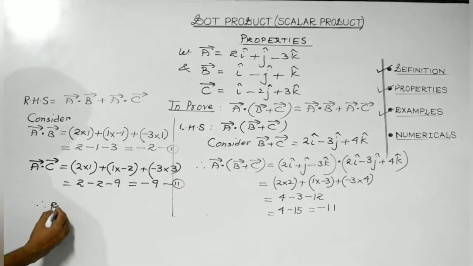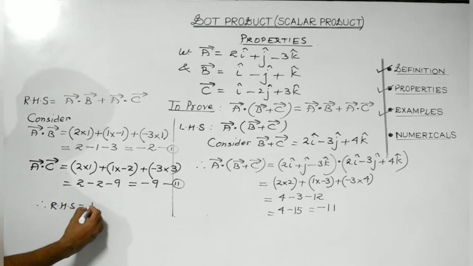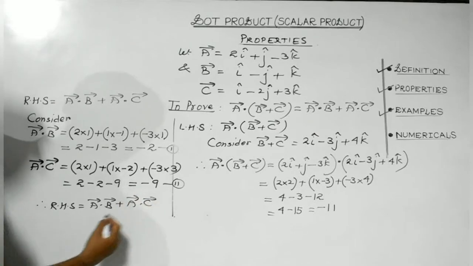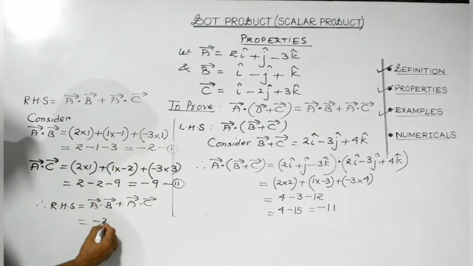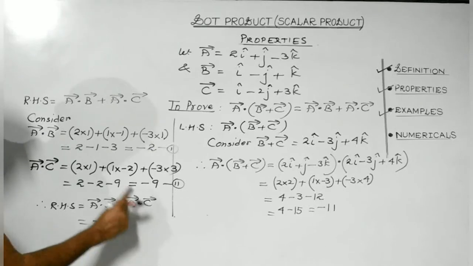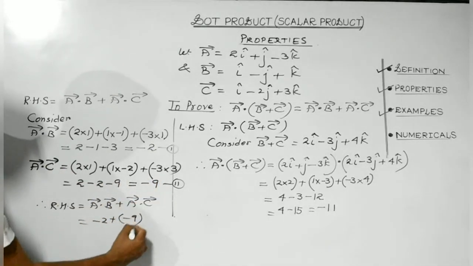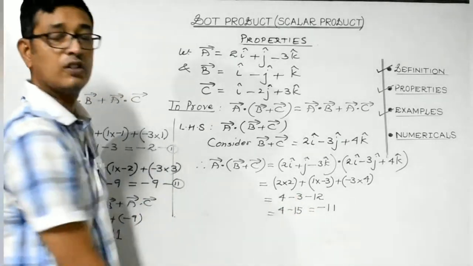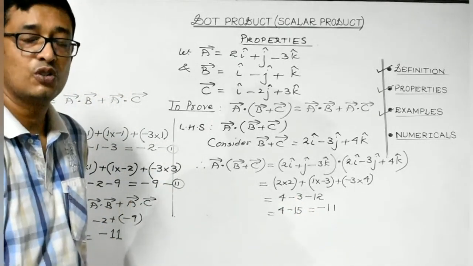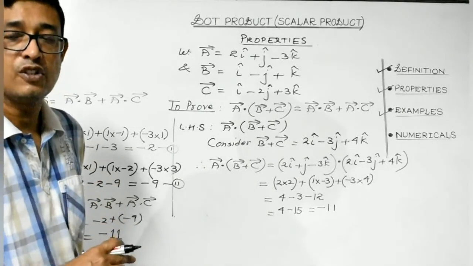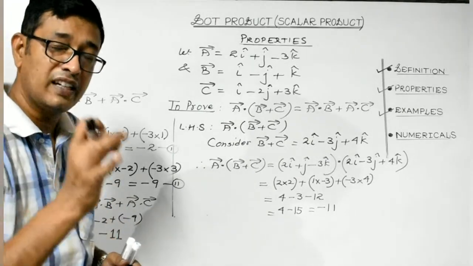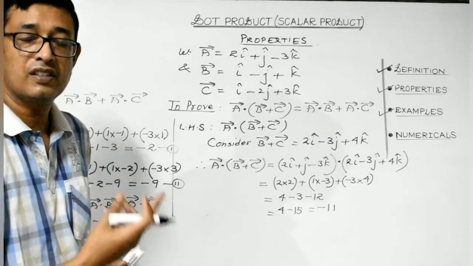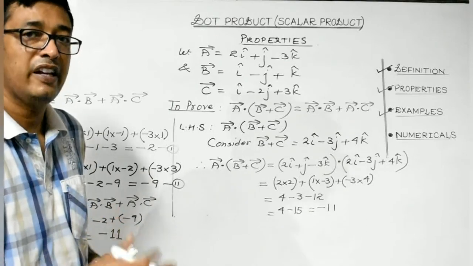Therefore, RHS, which is A vector dot B vector plus A vector dot C vector, will be equal to A dot B which is minus 2, and A dot C which is minus 9. So what do you obtain? Minus 11, which is the same as what was obtained in the left hand side. So students, what we have verified is that dot product, or inner product, or scalar product, obeys the distributive law. That is, A vector dot (B plus C) is equal to A dot B plus A dot C.